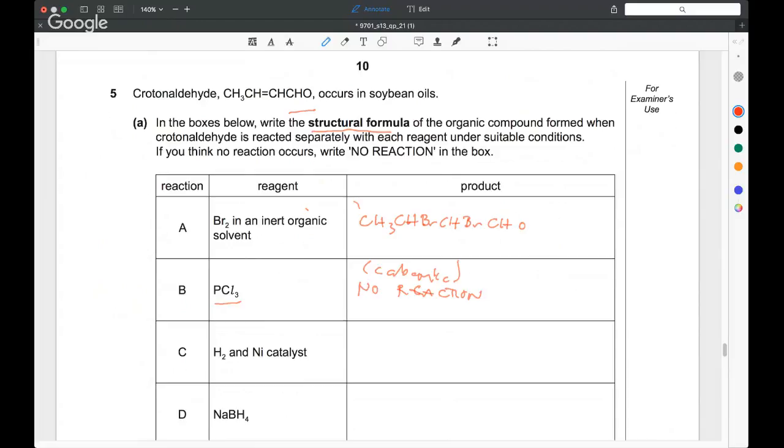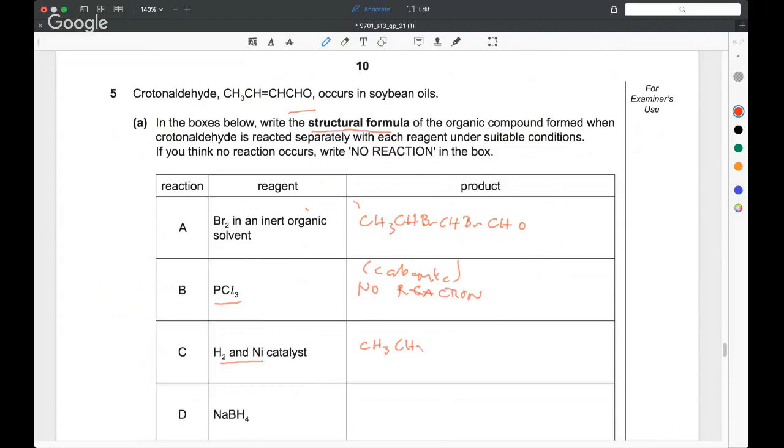All right, hydrogen and nickel, well, it's typically used in reduction processes, hydrogenation, and you have to be careful here because typically you'd expect to do hydrogenation across the double bond.